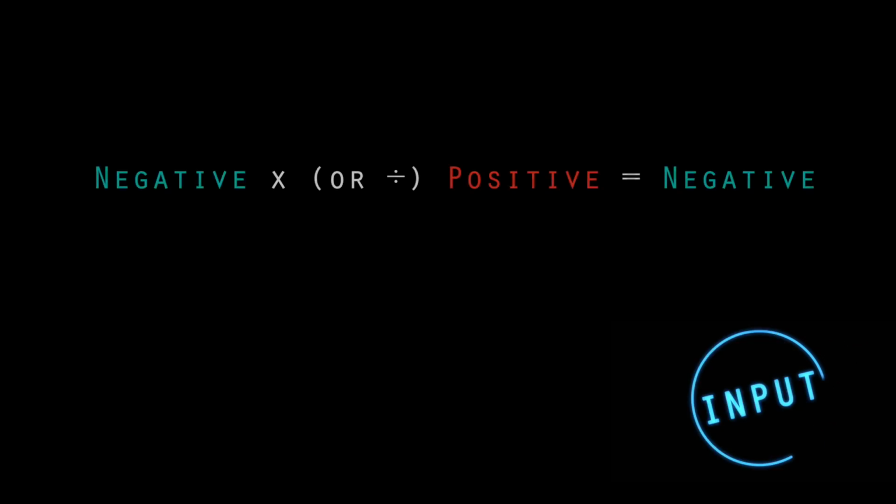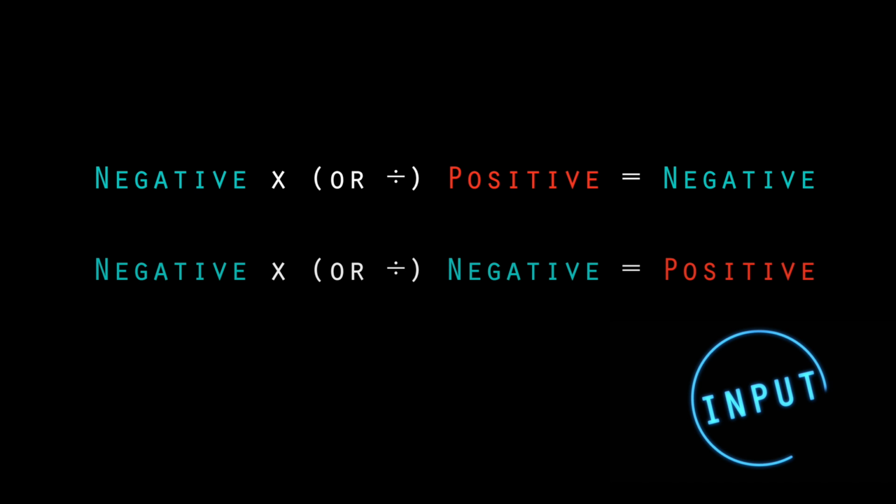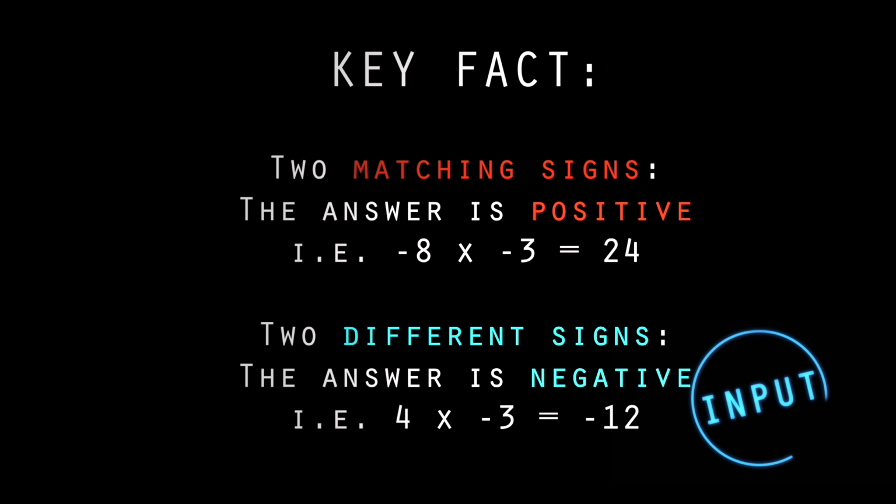Here's a quick trick for figuring this out when you're in the heat of the moment, trying desperately to figure out some sort of maths equation. We know that a negative multiplied or divided by a positive gives you a negative number, and we know that a negative multiplied or divided by a negative gives you a positive number. In short, if the signs are the same, it's a positive answer. If the signs are different, it's a negative answer.